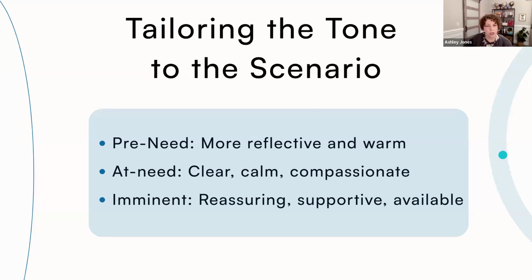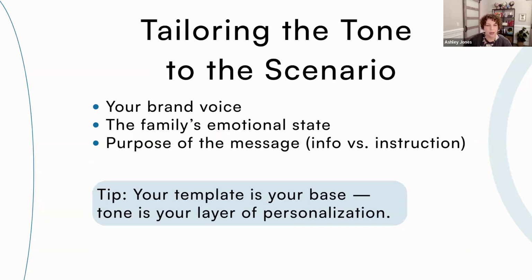So in regards to tone, the needs of the family is one tone to consider. The other tone to consider is your brand's voice. So what type of brand are you, and what are you trying to convey? The family's emotional state, of course, which can really be tied to the need type. So at-need, pre-need, imminent. And then the purpose of your message.